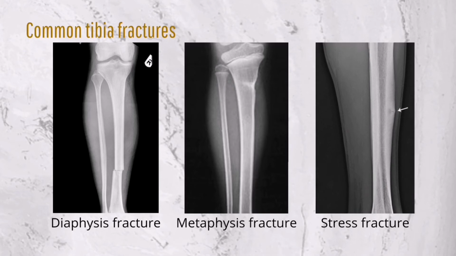Then we have the common tibia fractures. Diaphysis fractures occur in the midshaft of the tibia due to direct impact or a twisting or falling injury, as we see in the figure.